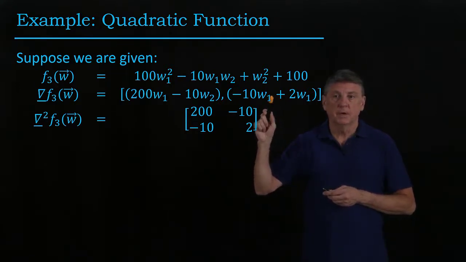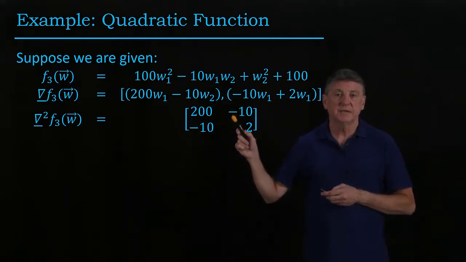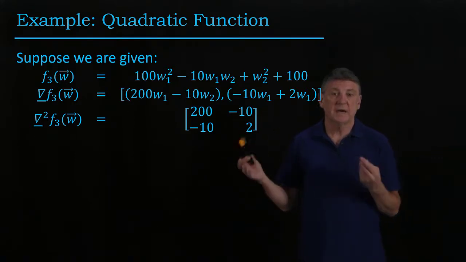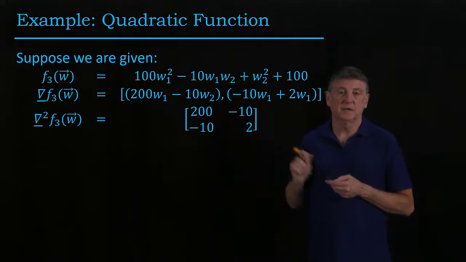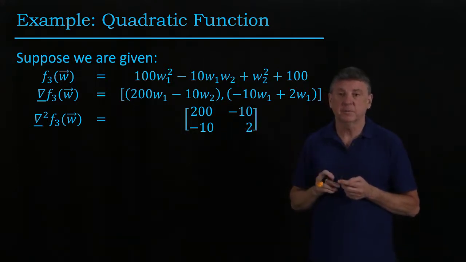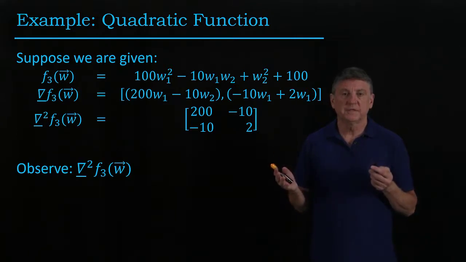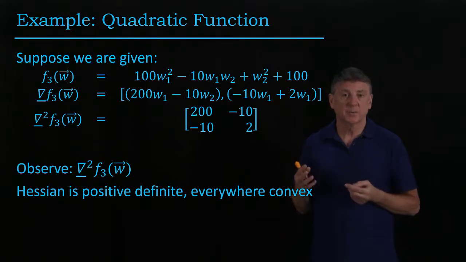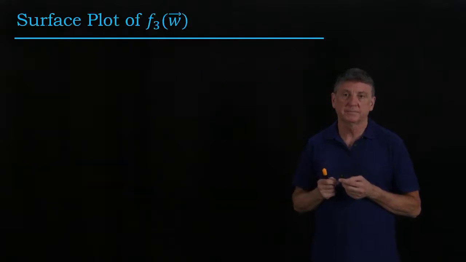We then compute the Hessian, and we see that the Hessian is symmetric, and in this case it's positive definite. And I know that because I can do the solution for it fairly straightforwardly. So what we observe is that this Hessian is positive definite, and that means that the function is everywhere convex, which makes sense because it's a quadratic function.